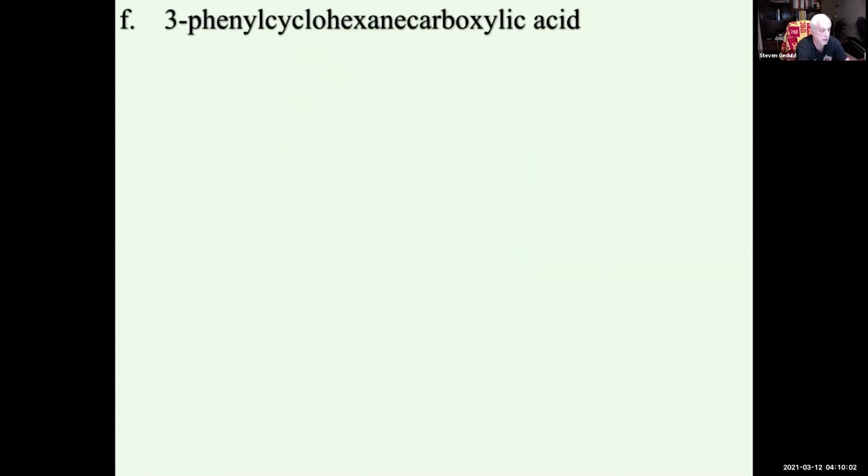Okay. Holy cow, that's a long one. 3-phenylcyclohexane carboxylic acid. So, like I said, work backwards and break it down. Carboxylic acid is the ending of it, right? So we know it's going to have a COOH group. And it's going to be a cyclohexane. Cyclohexane is a cyclical compound with 6 carbons all attached to each other. It's just like our benzene ring, except there's no double bonds now. So it's a cyclohexane carboxylic acid.